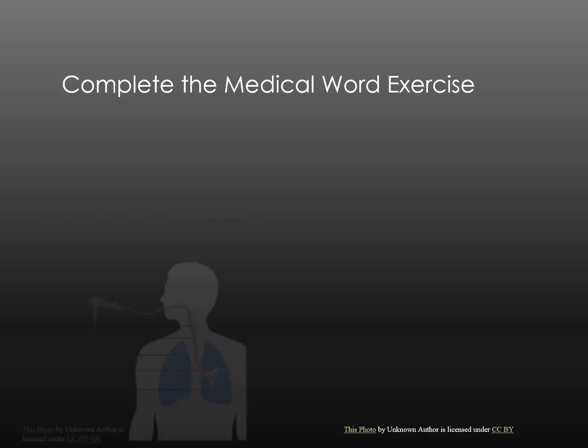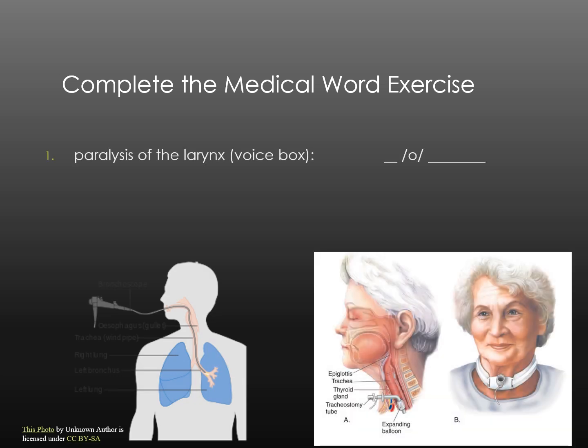Let's do some medical word exercises again. So here you see a couple of pictures, but first let's define paralysis of the larynx. So it looks like it has two word parts there. There's a combining vowel O in the middle. That would be laryngoplegia. Plegia is paralysis.